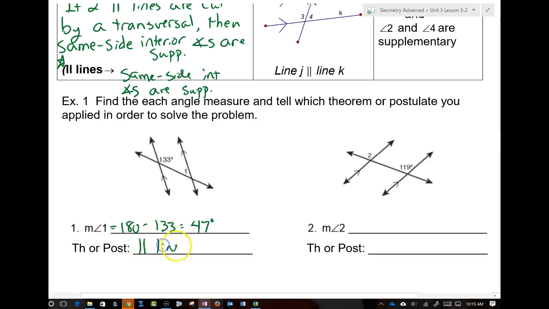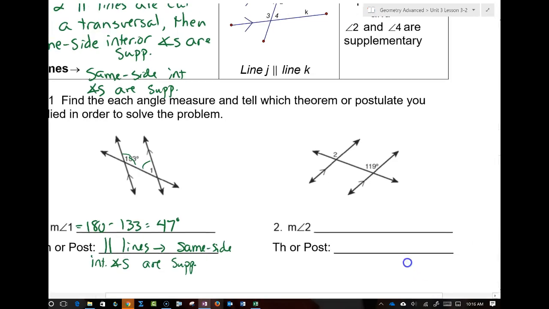So if parallel lines, then same side interior angles are supplementary. You do, because you're giving their scenario out there. And if you said the name of it, again, I'm okay, as long as you said it called same side interior angles theorem, then I'm okay with it. Does that make sense? All right, let's go to the next one.